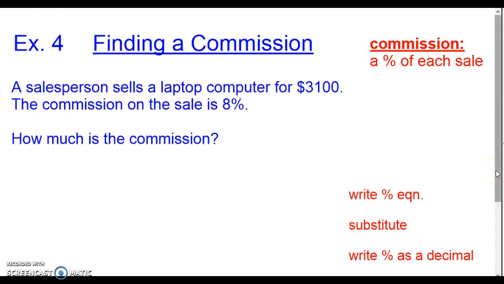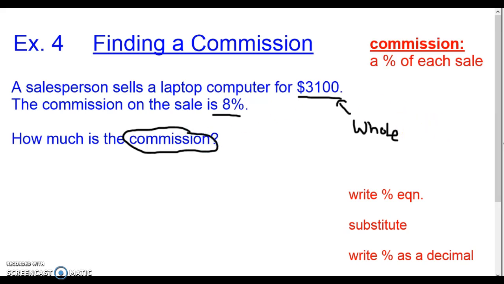Okay, so here we have a word problem. A salesperson sells a laptop computer for $3,100. The commission on the sales is 8%. How much is the commission? Okay, so this is the whole part I'm looking for. And this would be my percent, and the commission is just the part. So the commission's how much someone makes off of a sale.